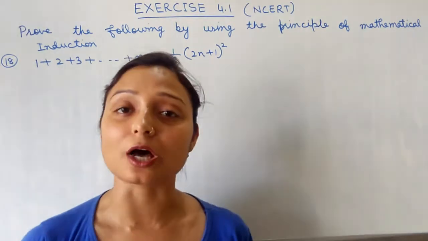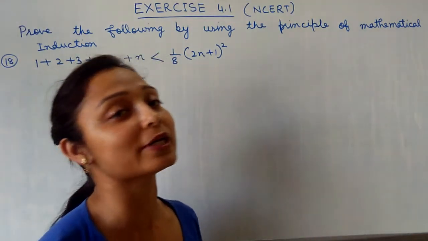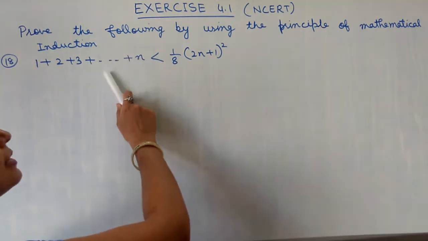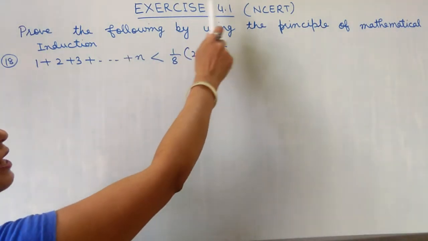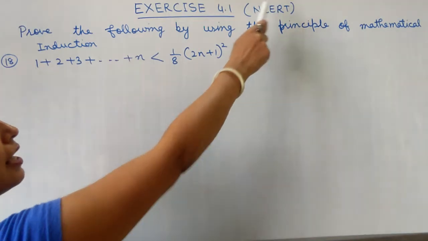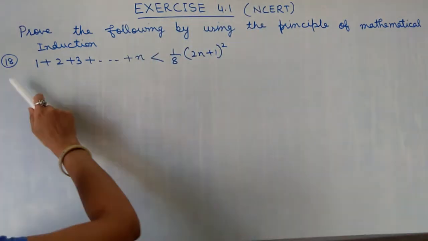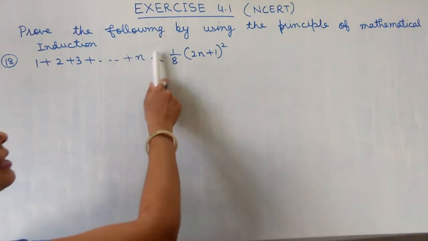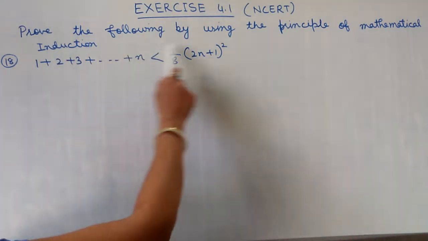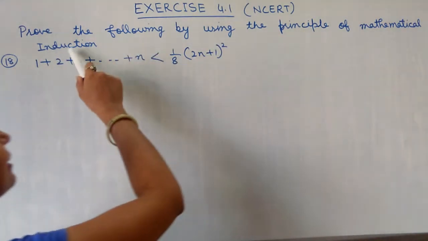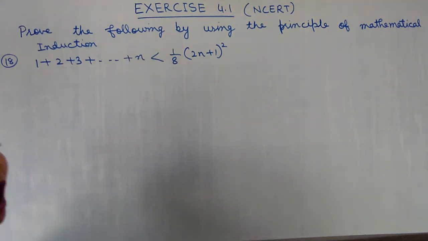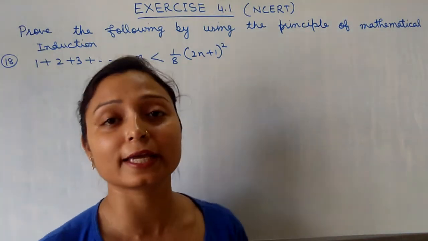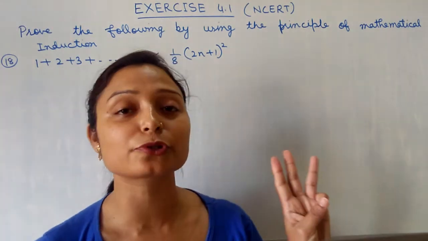And how can we solve these questions? So I will start with question number 18. This is question 18 of your NCERT exercise 4.1, and there is not an equality sign in between them, there is a less than sign. By using the principle of mathematical induction you have to prove it. How can we solve it? Again we have 3 steps to solve it.